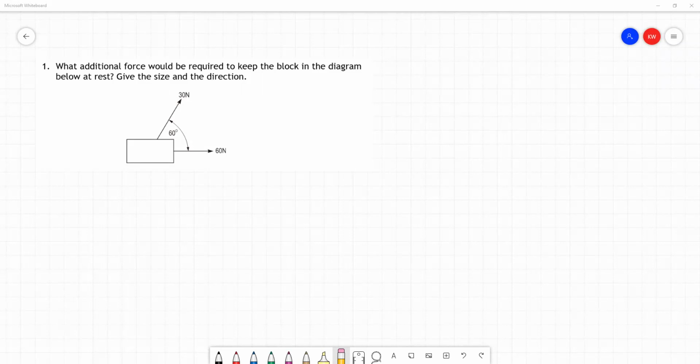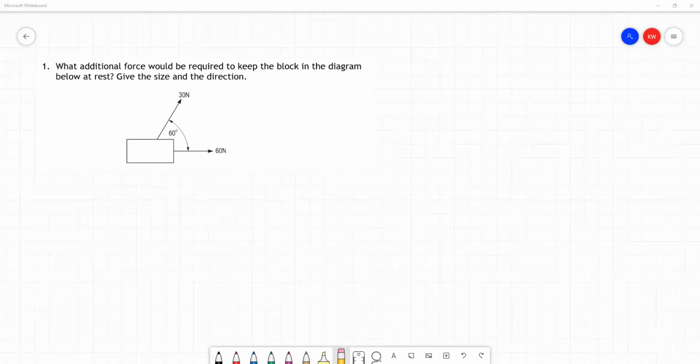In this video, we're going to tackle question 1 from the Triangle of Forces tutorial sheet. In this question, we've been given a block that's been acted upon by two forces. One is a horizontal force of 60 newtons, and the other is acting upwards at an angle of 60 degrees from the horizontal, and that's of size 30 newtons.